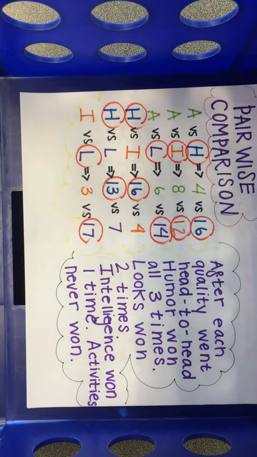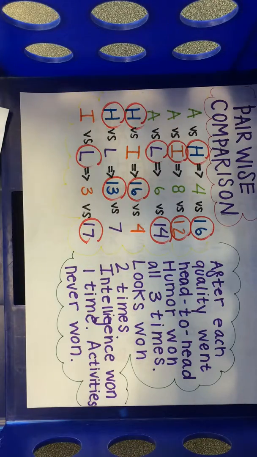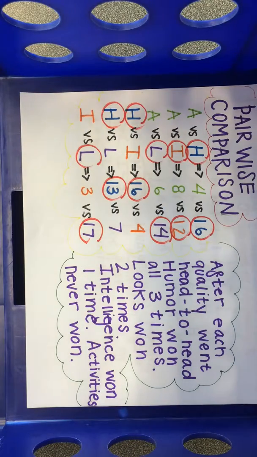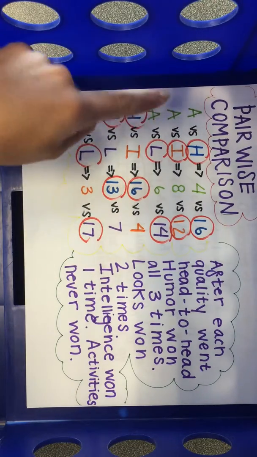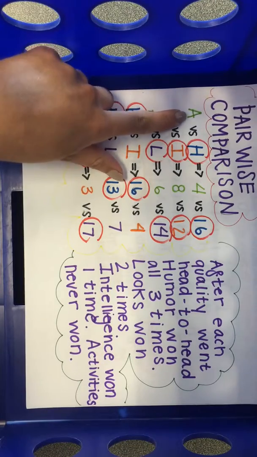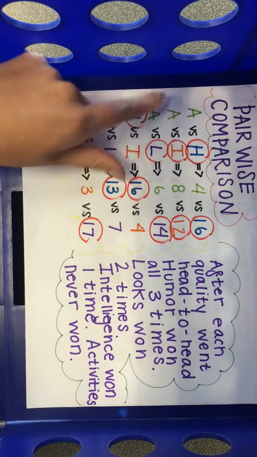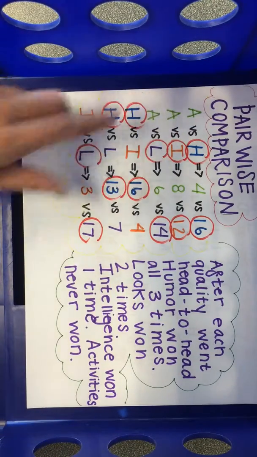Our next method was pairwise comparison, where we have each trait go head to head in every single variation. So we have activities versus humor and activities versus intelligence, and so on.